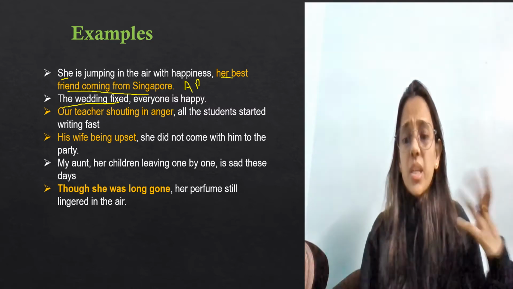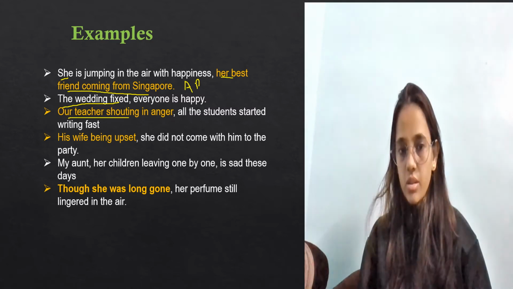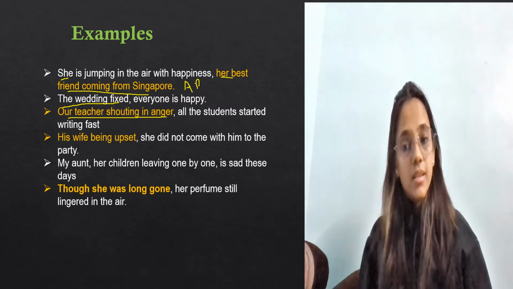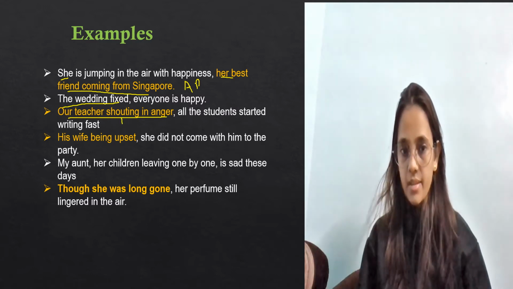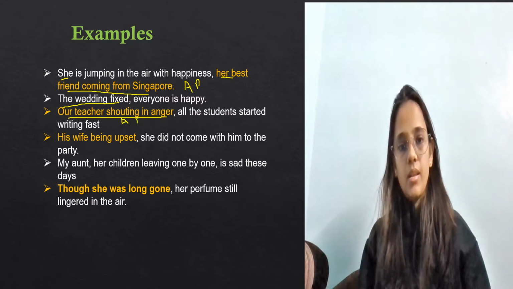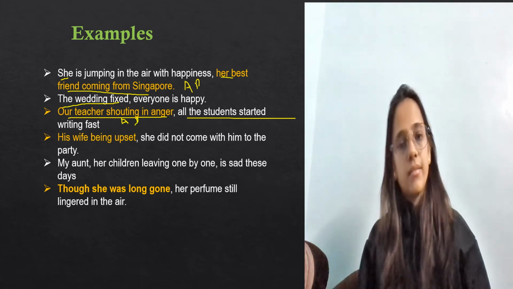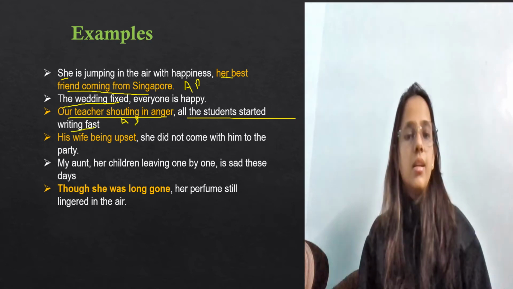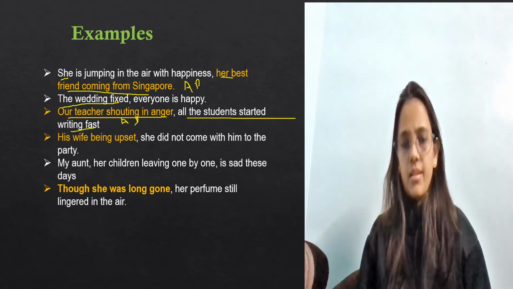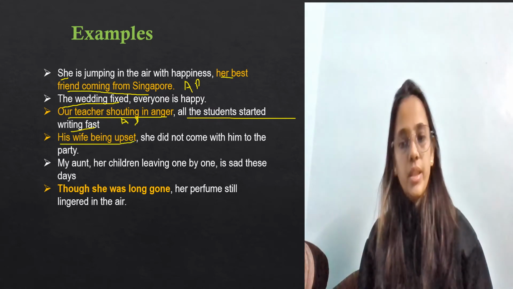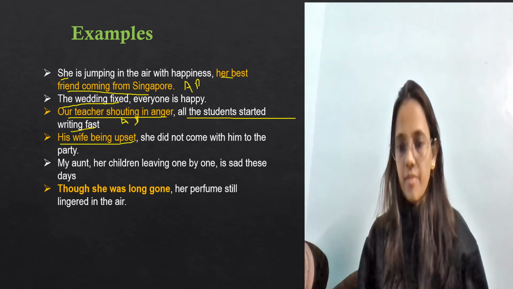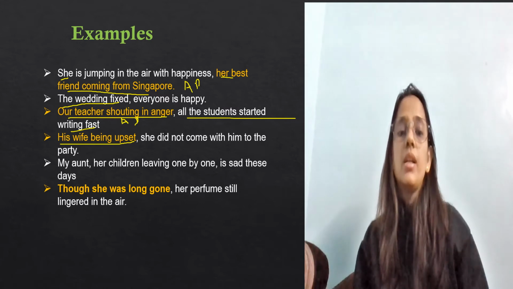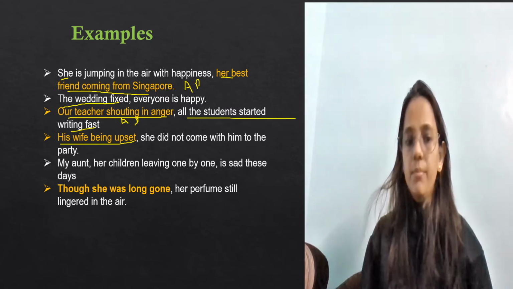Our teacher shouting in anger. Our teacher shouting in anger is what phrase? Absolute phrase. All the students started writing fast. His wife being upset. Now again, this is starting with the noun phrase. We can say noun phrase, right? His wife being upset, as I said, did not come with him to the party.